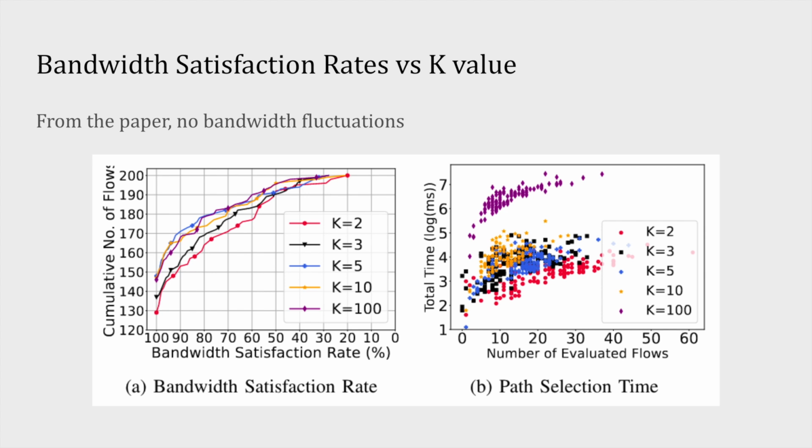And we can see that a higher line would be better performance because there are more flows that have higher bandwidth satisfaction rates, which means they're closer to their desired rate. We can also see that as k increases, as we consider more paths, the bandwidth satisfaction rate improves because we're considering more paths, which makes sense. Also on the right, we have a pretty clear trend that as k increases, the runtime also increases. And this will be important for the next graph.